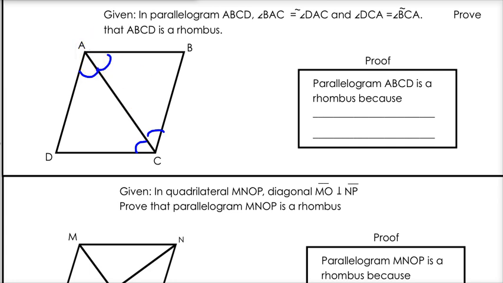Well, if you see right here, since this diagonal bisects the angles, meaning cuts into two congruent pieces, this and this are congruent, and this and this are congruent. We know it's a rhombus. Using what property? Parallelogram ABCD is a rhombus because the diagonals bisect the angles. Okay, there we go. The diagonal bisects the angles. That means this must be a rhombus.